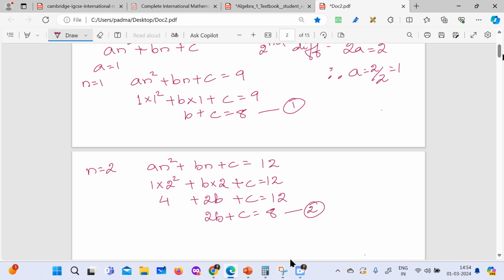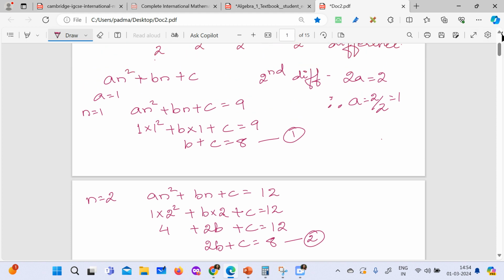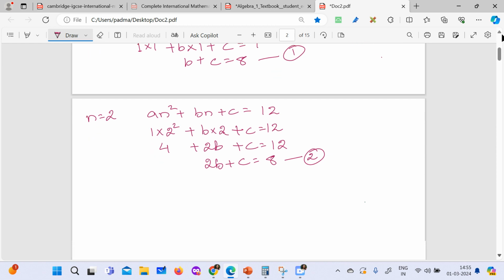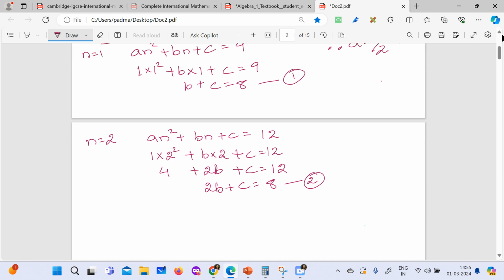Yes. Okay, now to get the nth term of the quadratic sequence, my equation is an square plus bn plus c, right? I have the a value. Now I have to figure out the values of b and c. I have two equations here: b plus c is equal to 8 and 2b plus c is equal to 8. If I work on these two equations, I will get the values of b and c, right? So we do b plus c is equal to 8 and then minus 2b plus c is equal to 8.